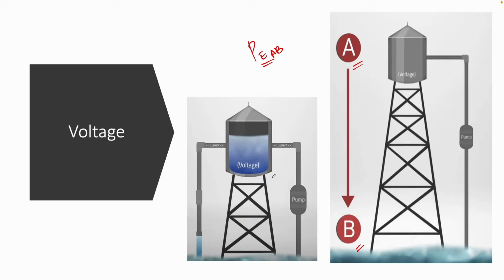Similarly, voltage is something that exists between 2 points. The voltage exists only if there is a difference between 2 points. Otherwise, it's 0 volt. If the water tank is grounded here, then there is no potential energy. If 2 points in an electronic circuit are shorted, it's a single point. That means the voltage is 0.